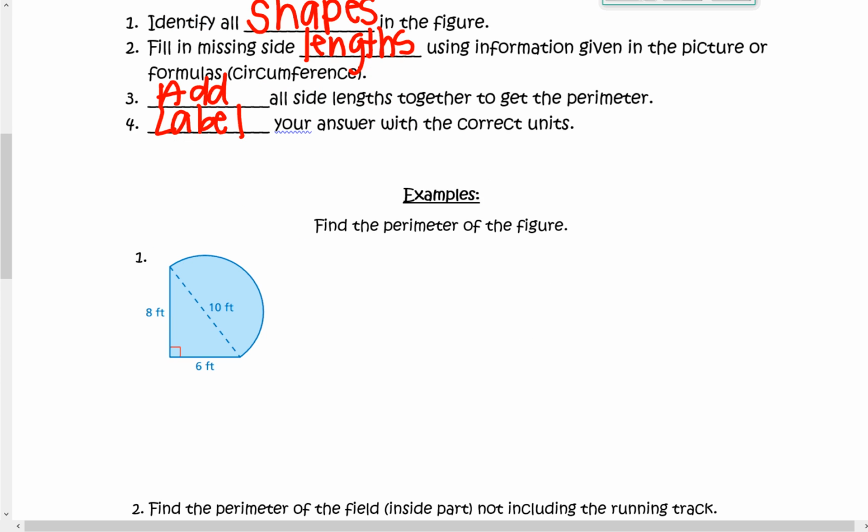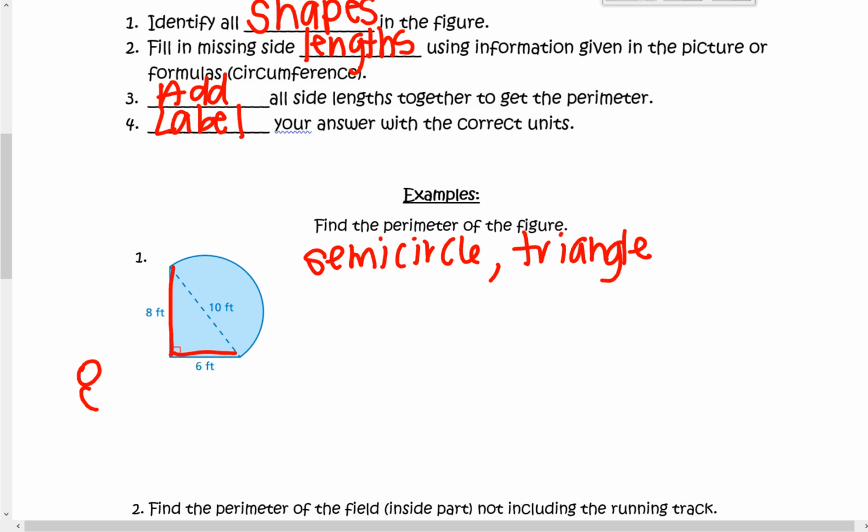In example 1, I see a semicircle and a triangle. We know that this distance right here is 8. This distance right here is 6. So we're going to have 8 plus 6 since we add all the distances together. And then we're not sure what this distance of that arc is, or that semicircle. So we do have to do some math for that.